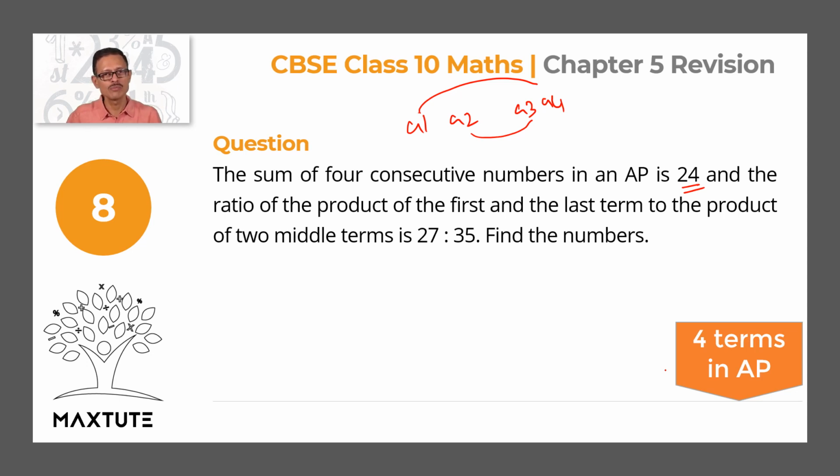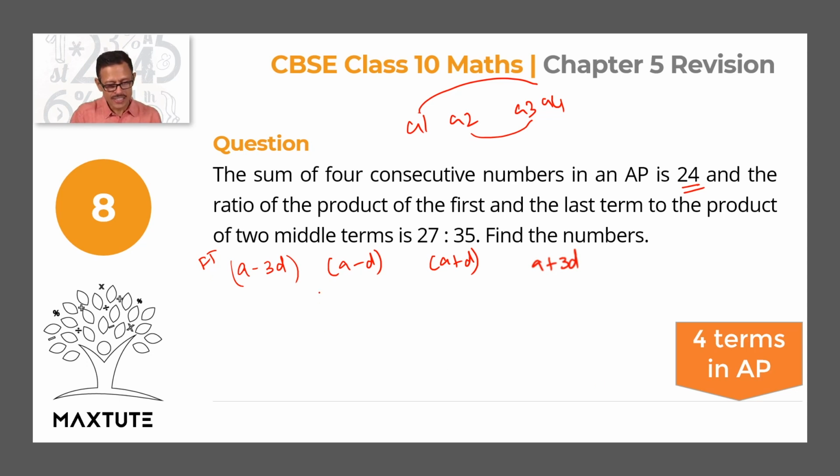Whenever they say there are 4 numbers in an AP, 4 consecutive terms in an AP, take those terms as follows: a minus 3d, a minus d, a plus d, and a plus 3d. Right? I'll tell you why we are doing it in a while. Note one thing, the first term is not a. In fact, a is not any of the terms at all. The first term is actually a minus 3d.